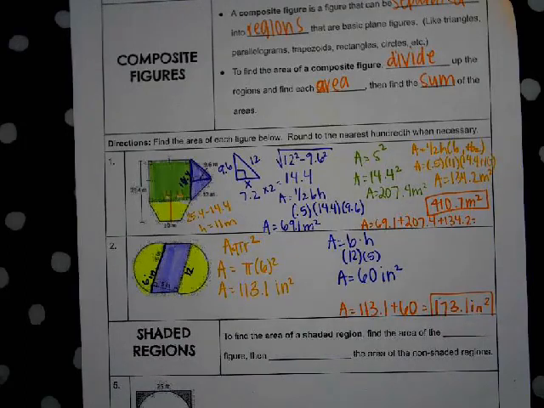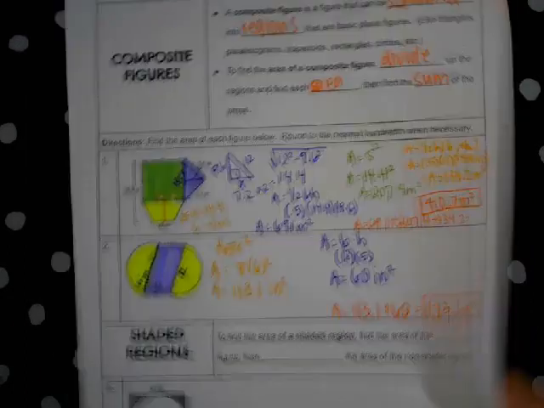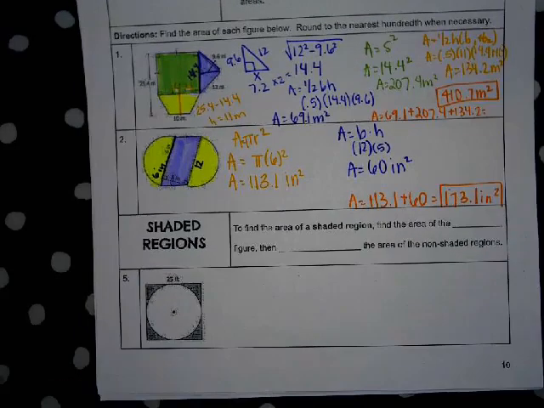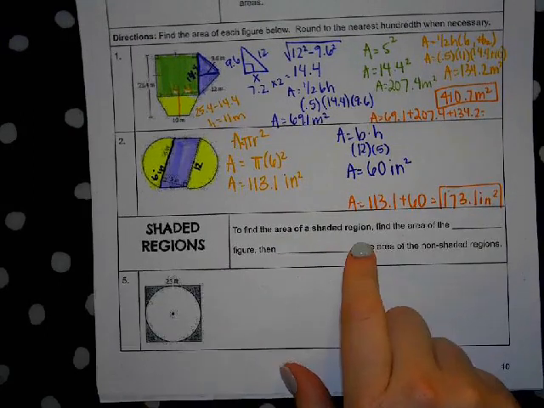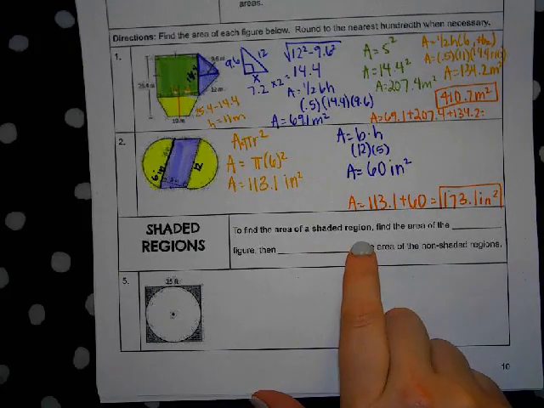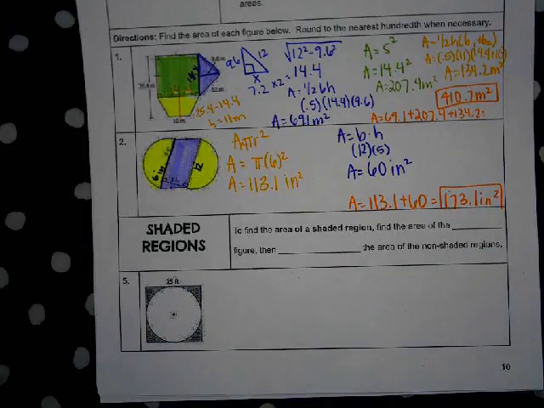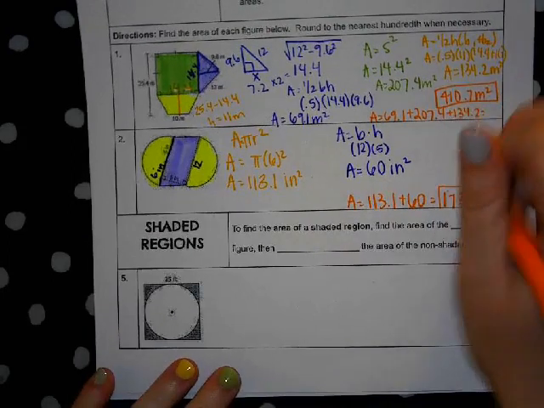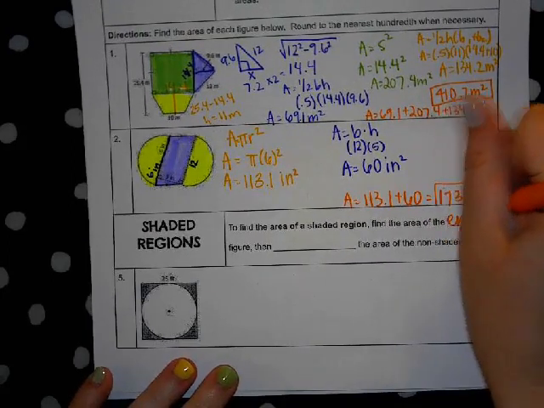Now you can also do this the other way. The other way is if you are looking for part of something inside of another figure. We call those shaded regions. Now in this shaded region, you find the area of the entire figure first, and then subtract the non-shaded.